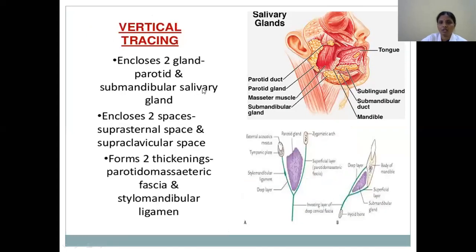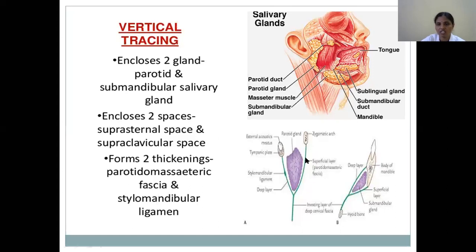Then if you trace this investing layer vertically, on its course, as it reaches the lower border of the mandible, there is a gland present immediately beneath the mandible. That is the submandibular gland. Here, in the lower picture, you can appreciate how it is investing the gland. See, this is the submandibular gland. Here it presents this inferior surface, and this is the medial surface. On reaching the inferior border of the submandibular gland, it splits into two layers.